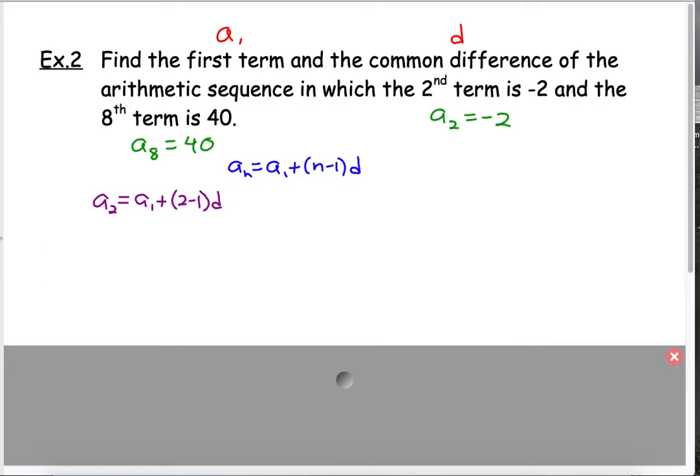And then we can plug in some values. So we know what a sub 2 is. A sub 2 is -2, equals a sub 1, which we don't know, plus 2 minus 1 is 1, times d, which we also don't know.